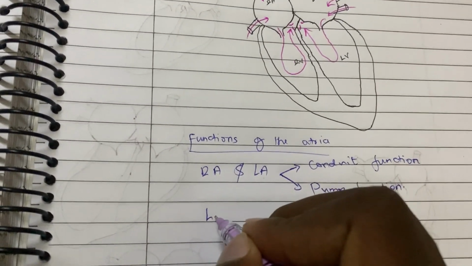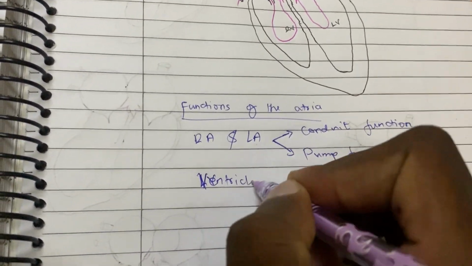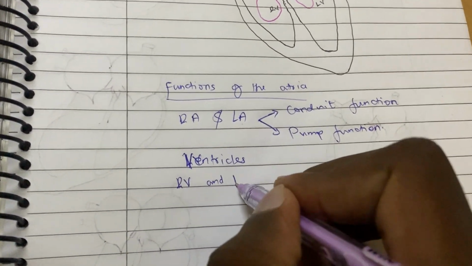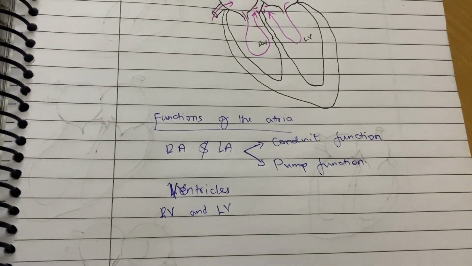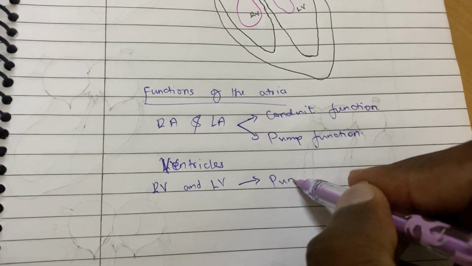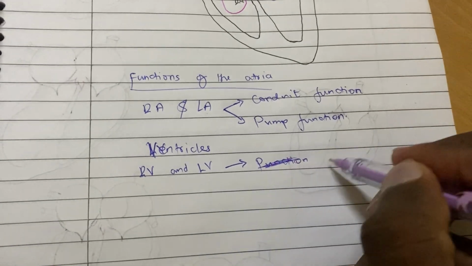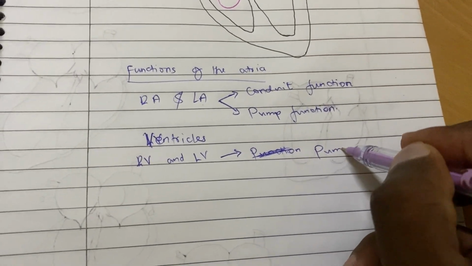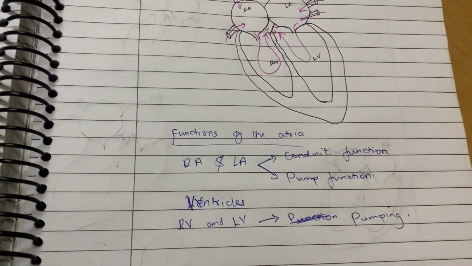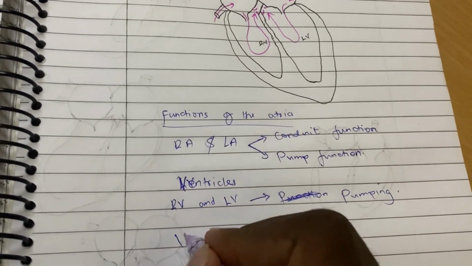Then the LV, or ventricles. What are the ventricles? The right ventricle and the left ventricle. They only serve one purpose: pump function. Pumping only.